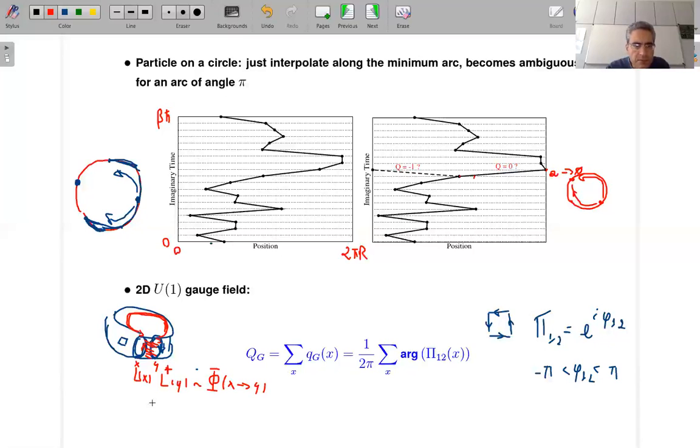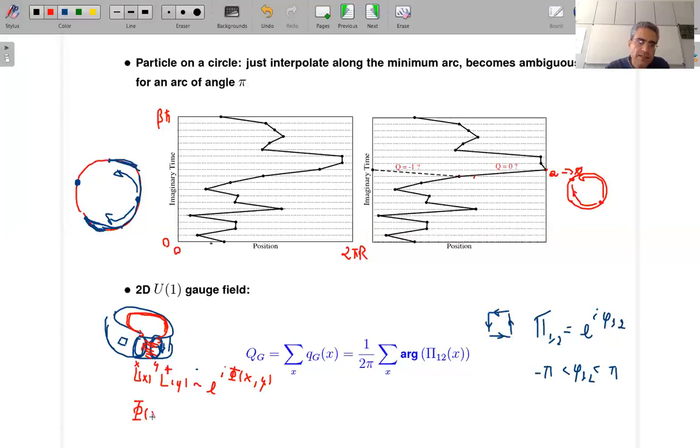So if I consider the flux, sorry, this is not the flux, but it is the exponential of the flux, e to the i times the flux, from x to y.